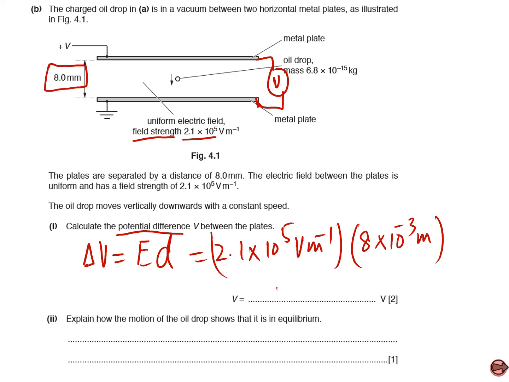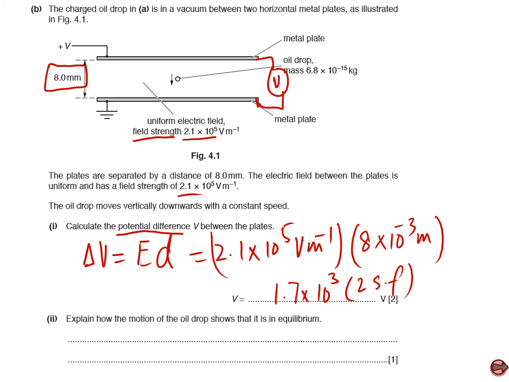So if we simply multiply, we will get 1.7 times 10 to 3 volts. So this is up to 2 SF. So that's a wonderful answer. That is also based on the data. You can see it as two significant figures, and the final answer also has two significant figures.